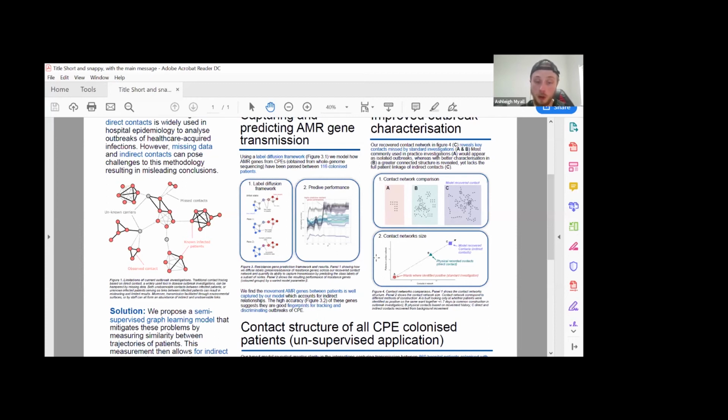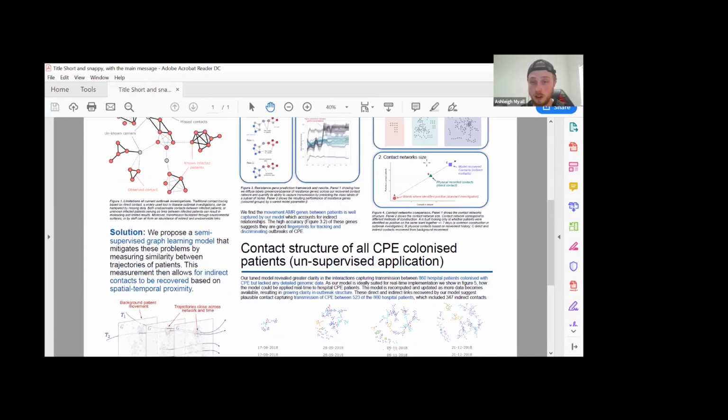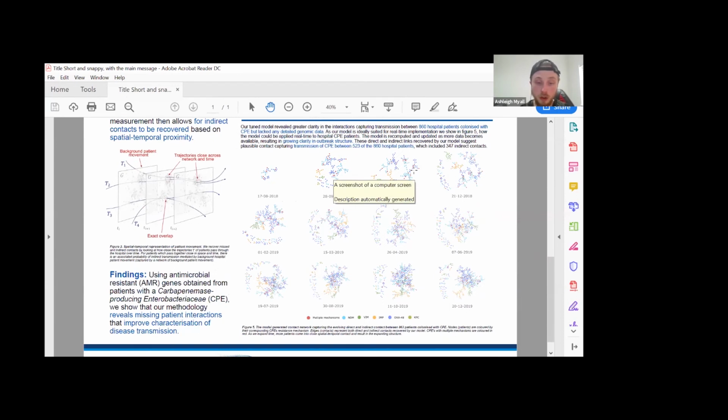Now, given our predicted performance and that our contact network model encompasses more patients, we conjecture that our model is the best characterization of disease transmission. Finally then, with our tuned and validated model, we applied it to an unsupervised data set of 860 CPE patients who had arrived in hospital initially as CPE negative and acquired it during the hospital stay. Our model finds contacts between 523 of these patients that have the same resistance mechanism, which is a weaker marker for transmission when whole genome sequencing isn't available.